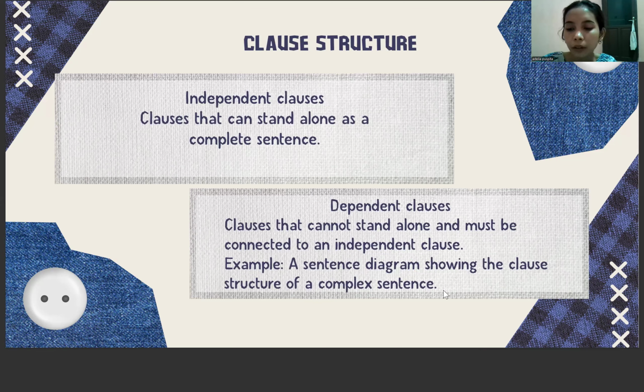Next we're going to talk about clause structure. In clause structure, there are two types. The first is the independent clause. An independent clause is a clause that can stand alone as a complete sentence, so it does not need another clause. The next is the dependent clause. A dependent clause is a clause that cannot stand alone and must be connected to an independent clause. For example, a sentence diagram showing the clause structure of a complex sentence.